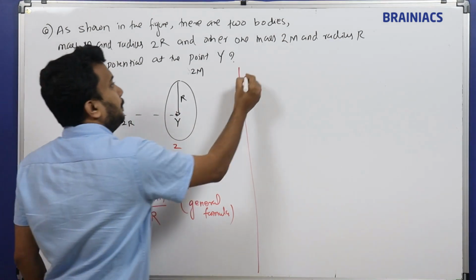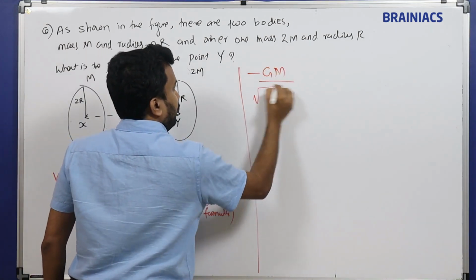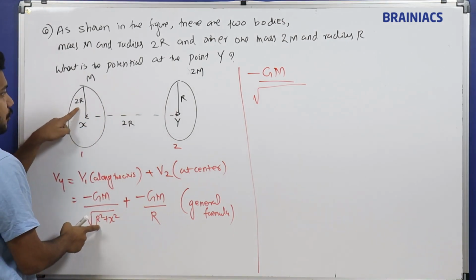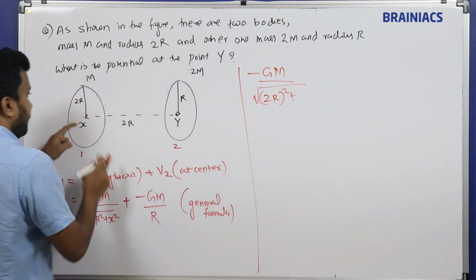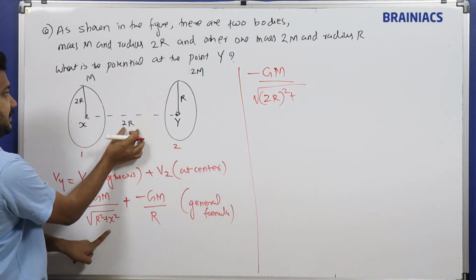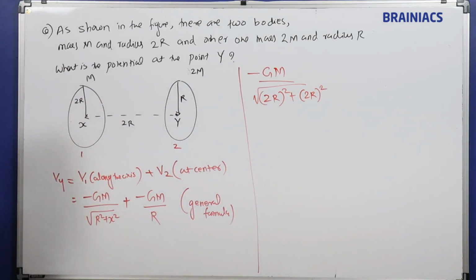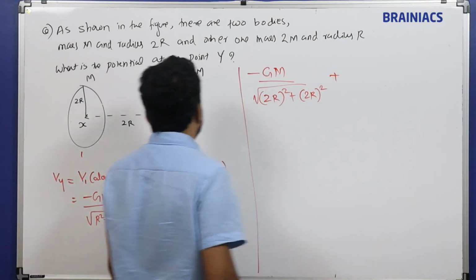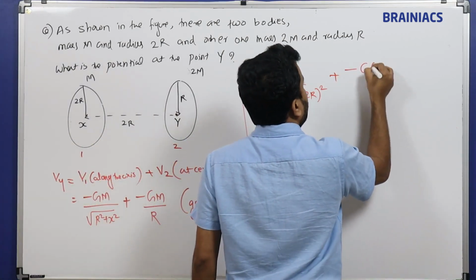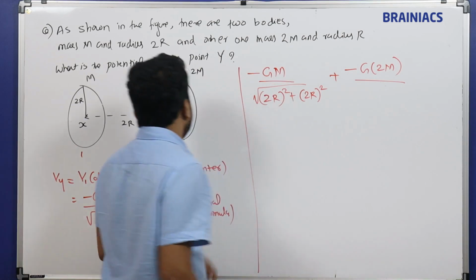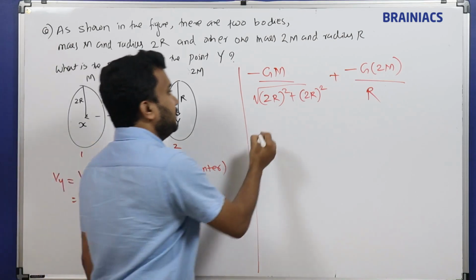So minus G. In the first body, mass m is substituted. Root of radius square, where r is 2r, so 2r the whole square, plus the distance from the center to that point, that is x, which is 2r, so 2r the whole square. Plus the second body, minus GM by r: mass is 2m, so minus G into 2m divided by its radius r. That's all. We can simplify this.